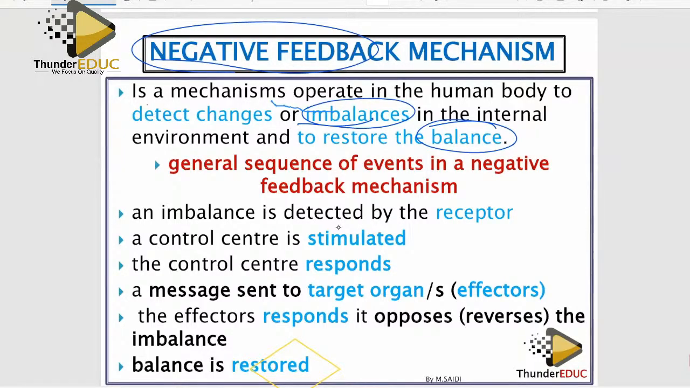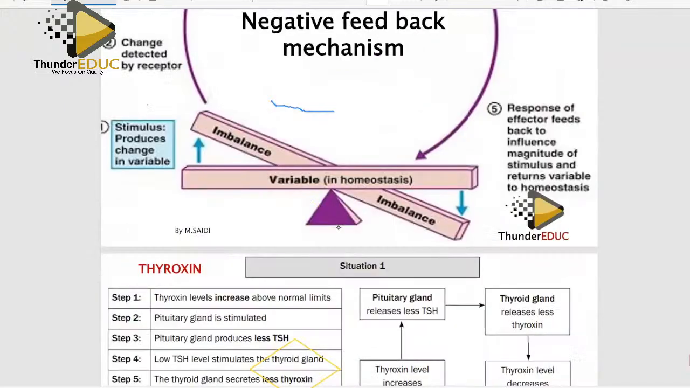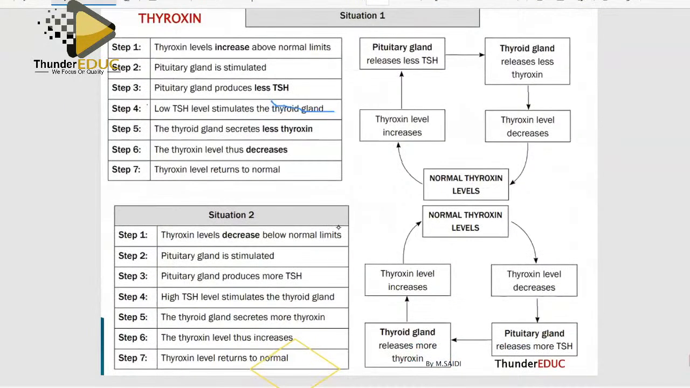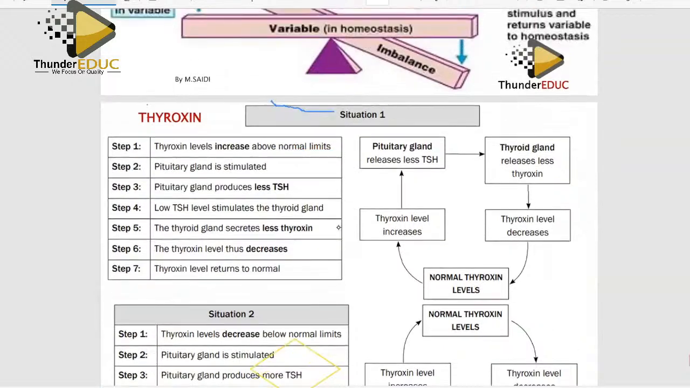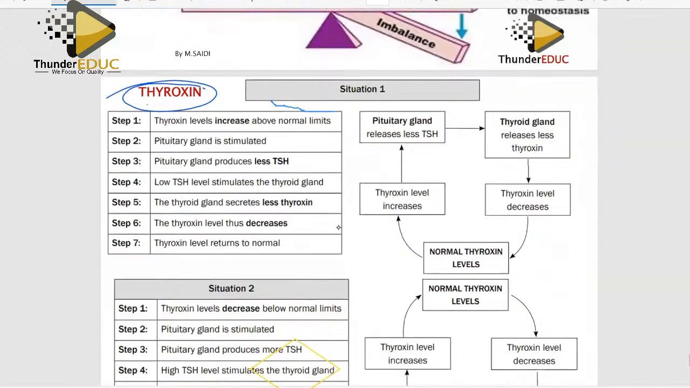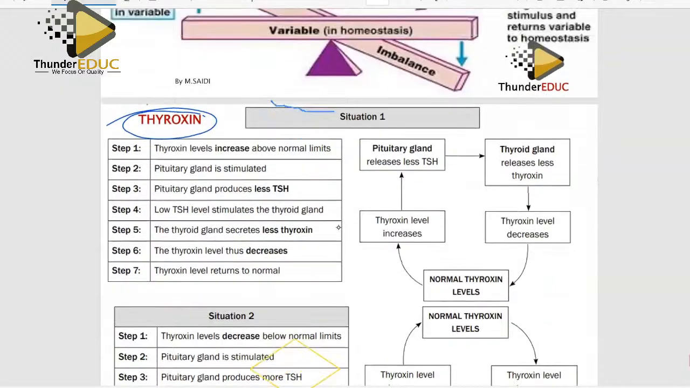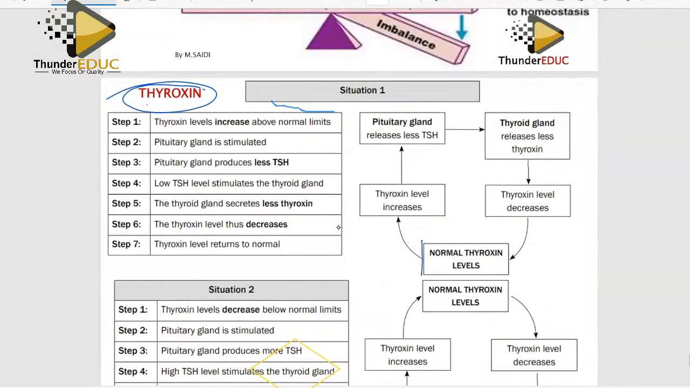Okay, so let's continue. This is what you need to know. Let's get an example. TSH. The first example is thyroxine. We're going to use thyroxine as the first example. This is normal. What you need to know, guys, look at this, because we're going to use the same procedure.